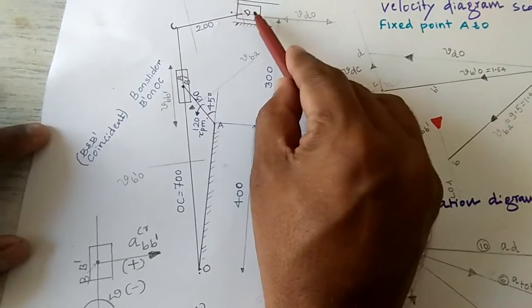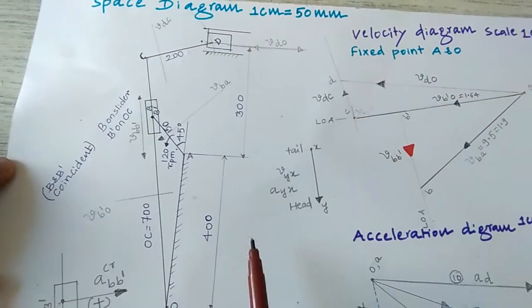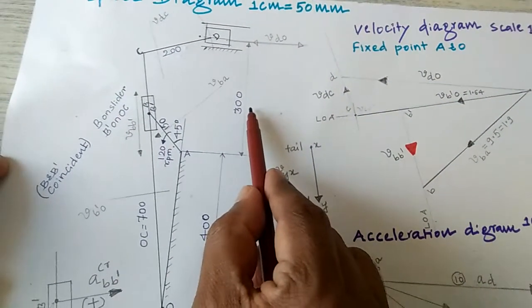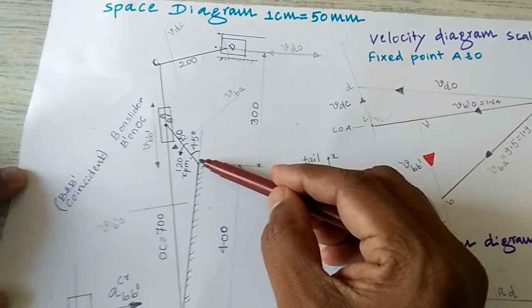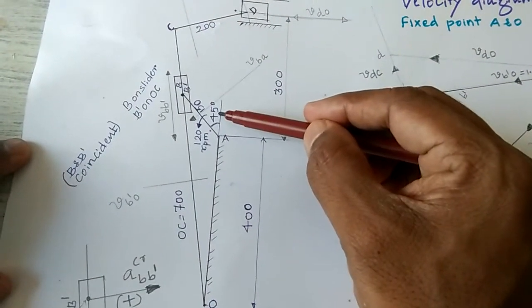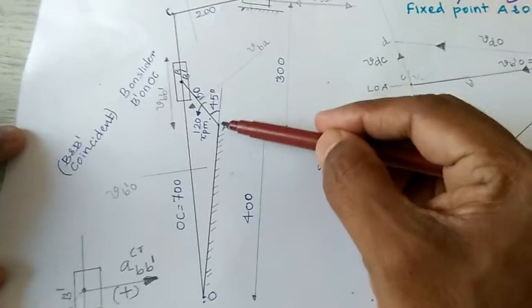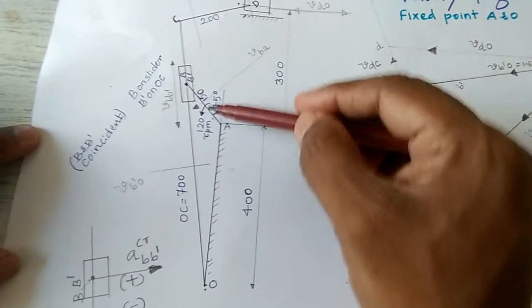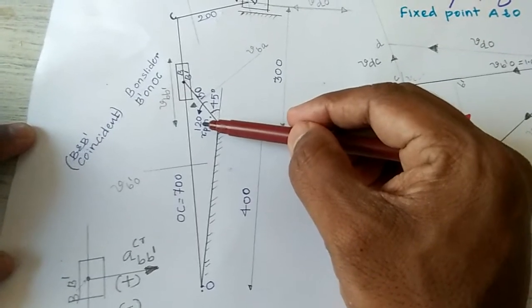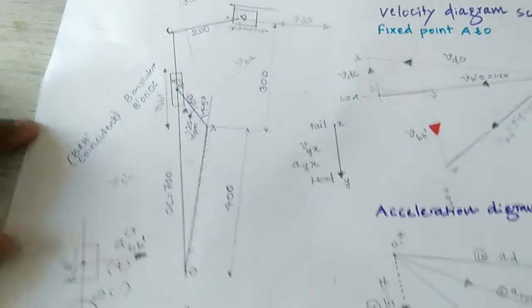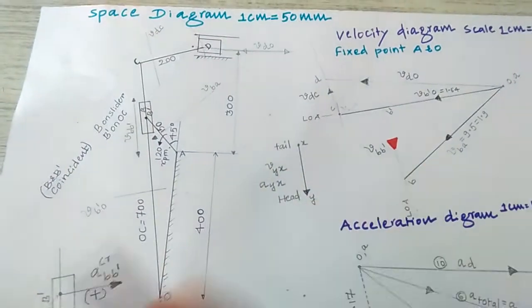Then the CD length is 200 mm. And between A and D, it is 300 mm. And the link AB makes a 45 degree angle with the vertical. The AB length is also given as 150 mm. Okay, it rotates anti-clockwise at 120 rpm. Okay, then this is the space diagram I have drawn.